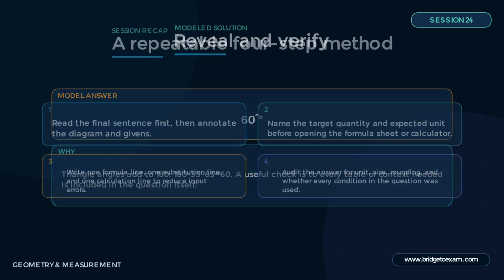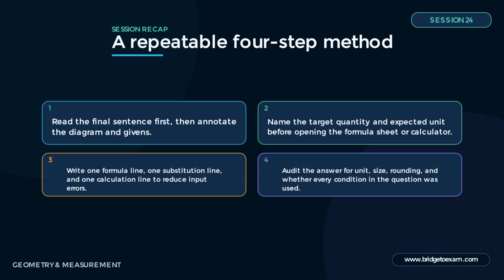Session recap. First, read the final sentence first, then annotate the diagram and givens. Next, name the target quantity and expected unit before opening the formula sheet or calculator. Then write one formula line, one substitution line, and one calculation line to reduce input errors. Finally, audit the answer for unit, size, rounding, and whether every condition in the question was used.